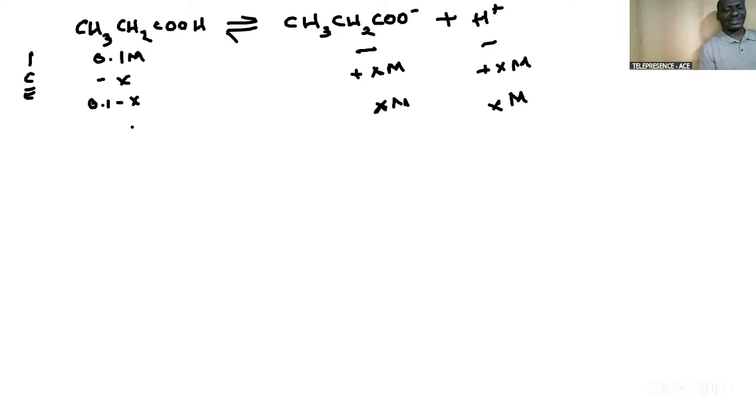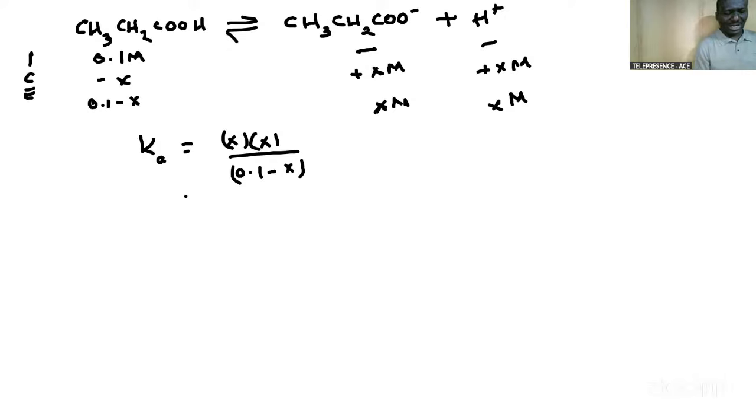All right, such that at equilibrium, the equilibrium constant for this process is Ka equals X over 0.1 minus X. Now let's keep this as it is for now.